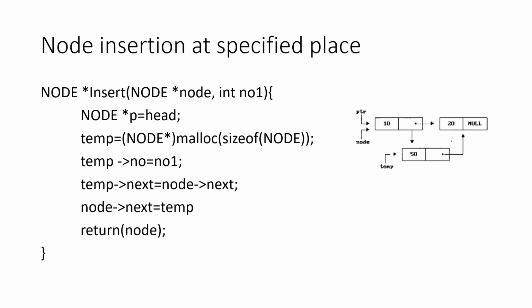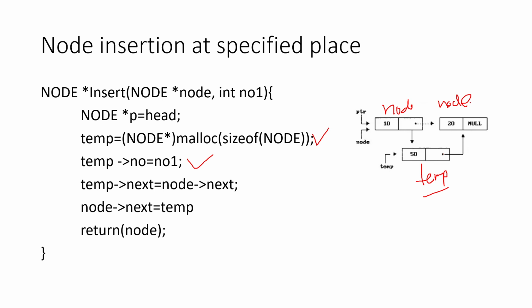Now at a specified place, for example, if this node is the given node, I have to add a new node. Let it be temp node. After that, a new node is to be created. New node is temp. As usual, obtain the memory and set the data. I have to point this one. Temp of next equal to this particular node of next.